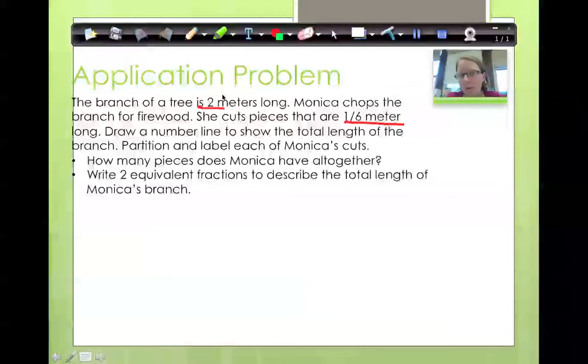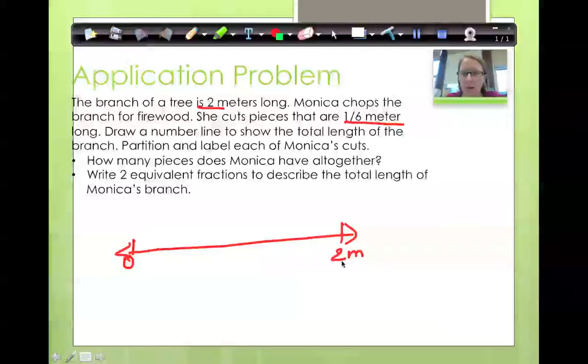Okay, so we know it's going to be 2 meters long. We'll start right here. This is 0. This is the very beginning of the branch. This is the end of the branch, and we know that it's 2 meters long. So that means that right over here in the middle would be 1 meter, and she cuts them into 1/6 of a meter. So in order to do that, I'm going to cut thirds, and then I'm going to cut each third in half. About as equal as I can. Cut my thirds in half. That will give me 6ths.